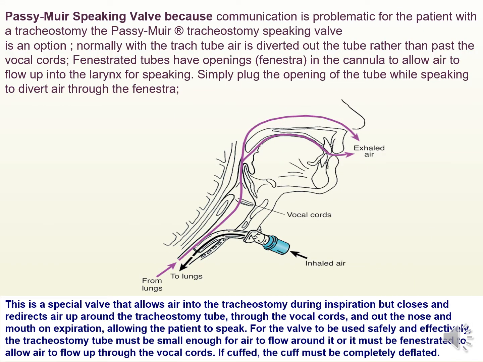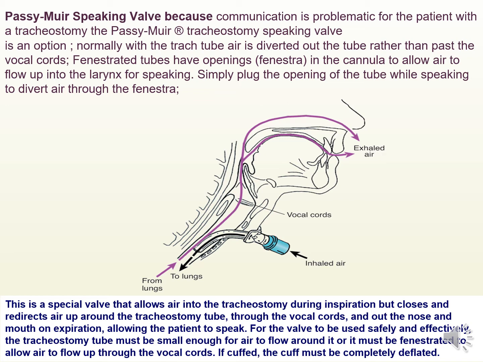Because communication is a problem for a patient with a tracheostomy, the Passy-Muir tracheostomy speaking valve is an option. Normally with the trach tube, air is diverted out of the tube rather than past the vocal cords. The fenestrated tubes have openings, or a fenestra, in the cannula that allows air to flow up into the larynx for speaking. The patient simply plugs the opening of the tube while speaking to divert the air through the fenestra.